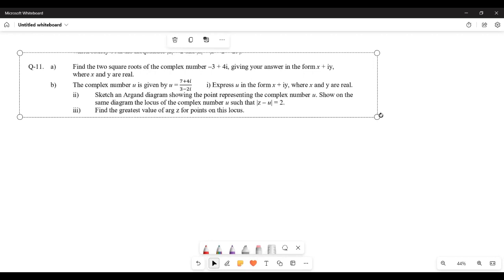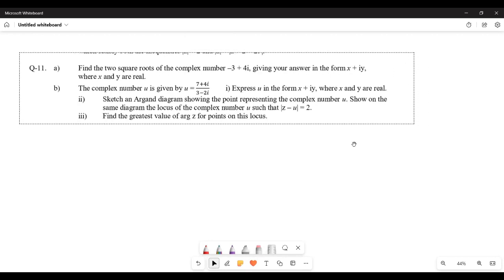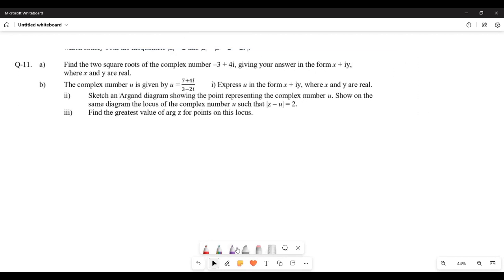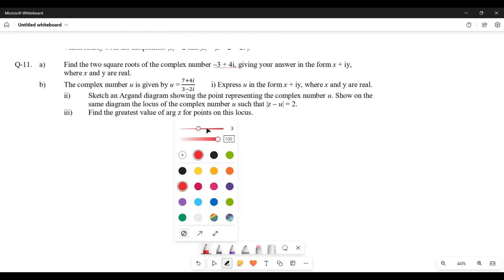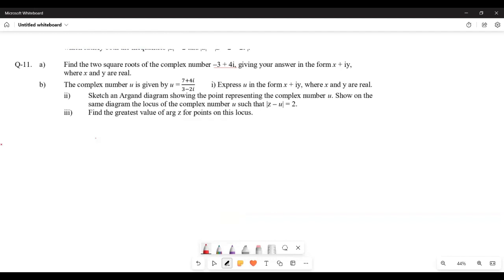Okay, so the question is, find two square roots of this complex number. Give your answer in the form x plus iota y. We've learned how to find square roots while covering this chapter from the book and from example questions.